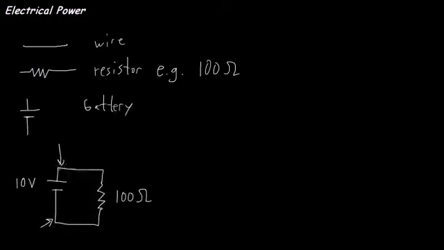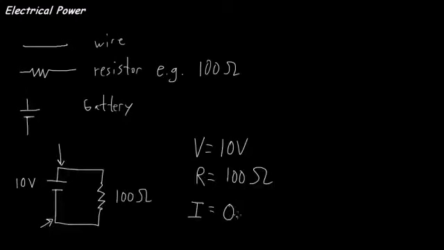Now, because we consider wires to essentially have zero resistance, if the voltage across the battery is 10 volts, then the voltage across the resistor is also 10 volts. So my voltage across the resistor is 10. My resistance is 100 ohms. And if I know those two numbers, I can figure out the current passing through the resistor. I just divide these two values and I get 0.1 amps. So this is a simple one resistor type circuit.